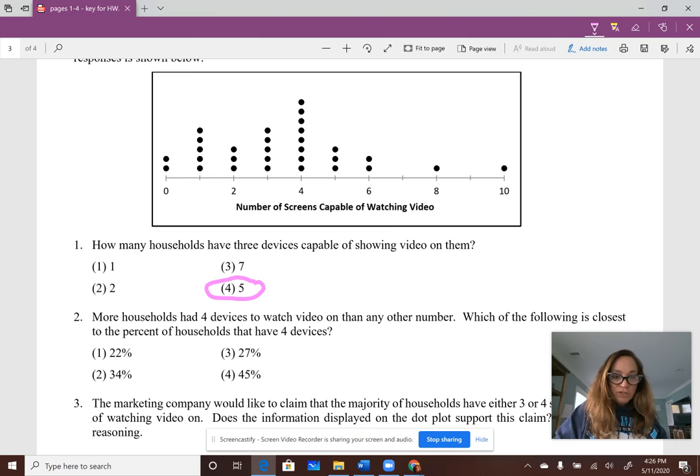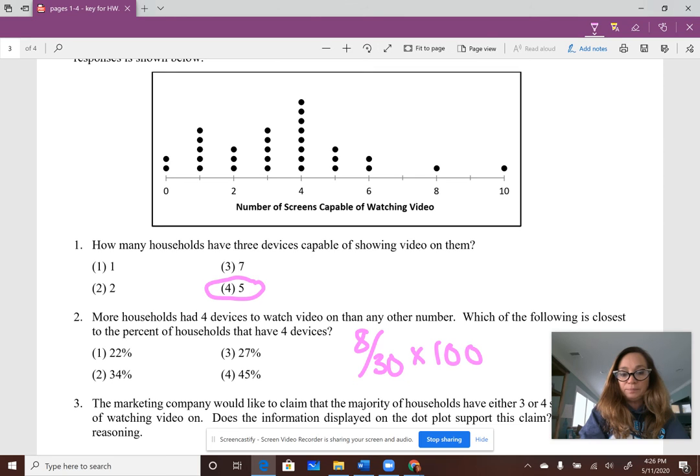Okay, question number 2. More households had 4 devices, true. Something that appears the most is called the mode. Which of the following is close to the percent that had 4? So 1, 2, 3, 4, 5, 6, 7, 8. 8 out of a total of 30. And then I'm going to convert that to a percent. So you do 8 divided by 30 times 100. You get 26 and a bit. So I'm going to round to 27.